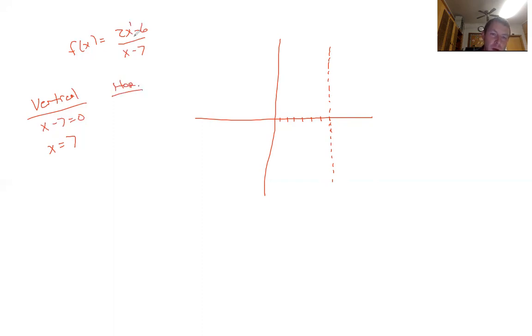Now, horizontal. The power up here is 1. The power here is 1. Okay, so it's the ratio of the coefficients. So y is equal to 2 over 1, which is equal to 2. Y is equal to 2 looks like a horizontal graph. Okay, and 2x minus 6 over x minus 7, see how the power will be positive. Okay, so the graph should look like, I believe, something like this.